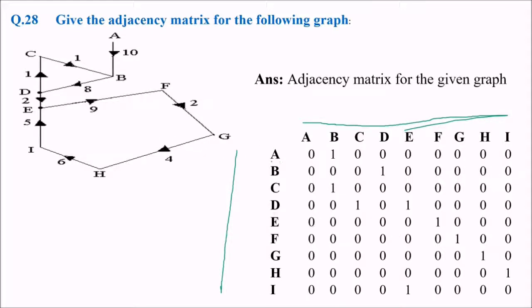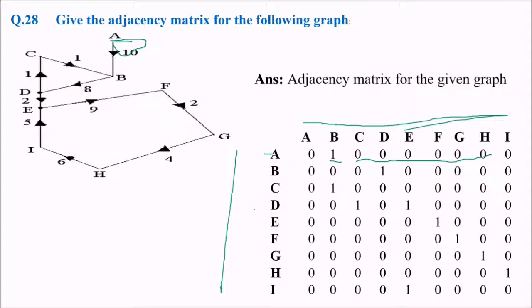Let me tell you about A and one more. So let us start with A. A with A will be 0 because it is a self path that will not be counted here. Now A to B is there, so we place 1 here. Otherwise A to A is 0. Then there is no other path from A to anywhere, so all will be zeros.